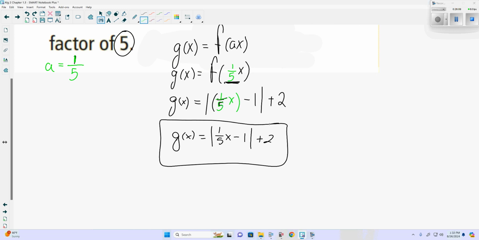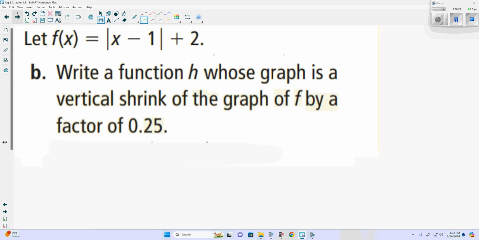Questions on this here? We ready for the next one? Are there no questions on any of this so far? All right. Let's look at this one here.